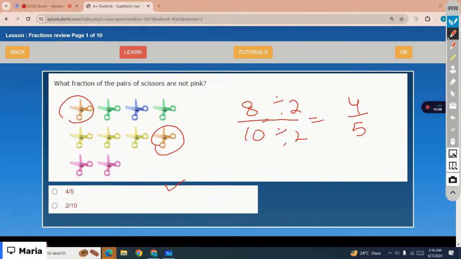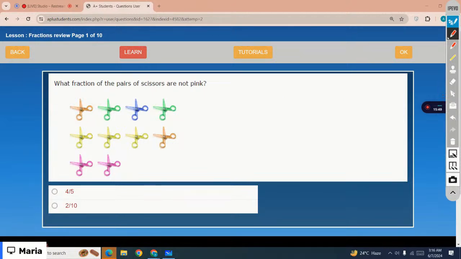2 of them are pink. 8 of them are not pink. So 8 out of 10 are not pink. That would be 4 out of 5. Got it, everyone? The correct option is 4 out of 5.